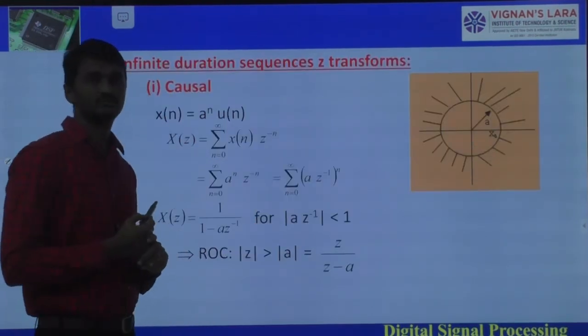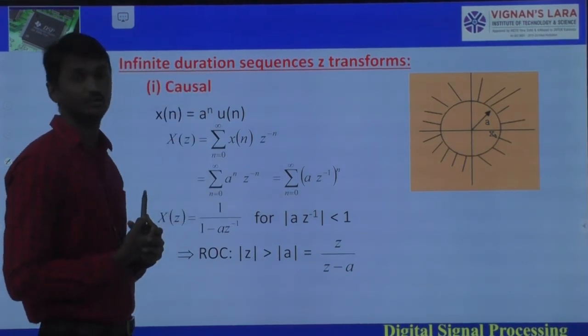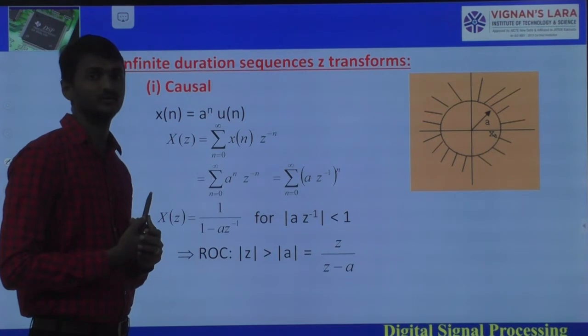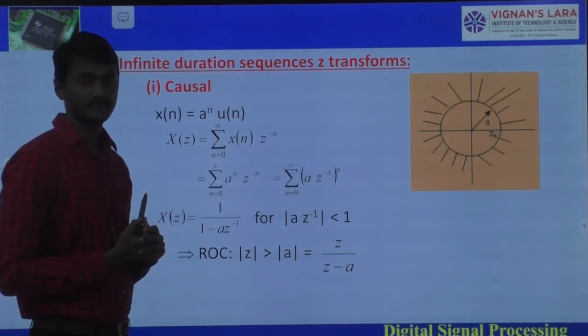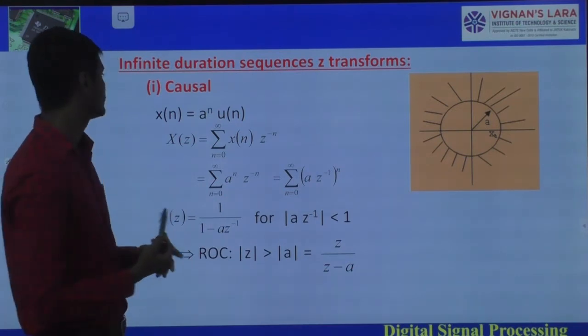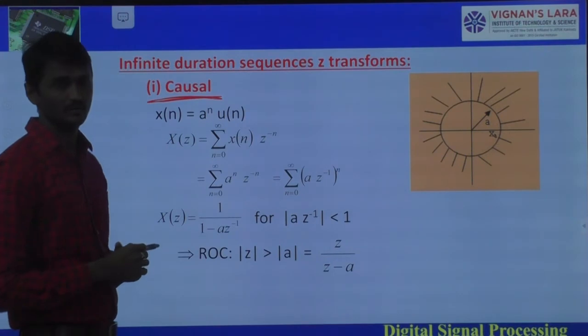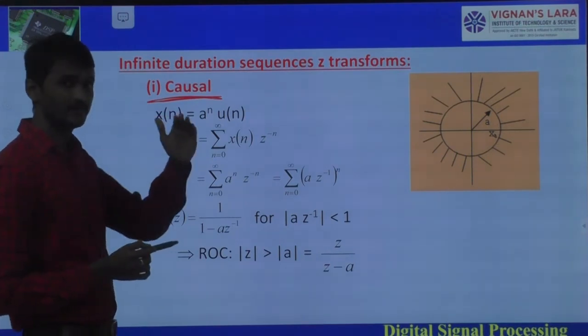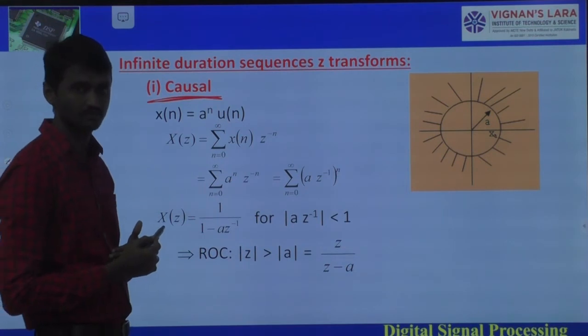So Z transforms for different types of signals. Here, these are infinite duration sequences. Z transforms for infinite duration sequences. The first one is the causal sequence. We know the causal sequence is defined only for positive time, only in the positive time, right?